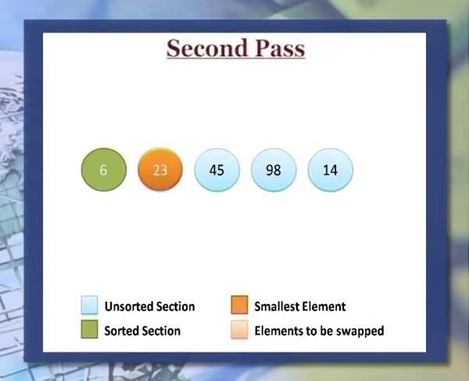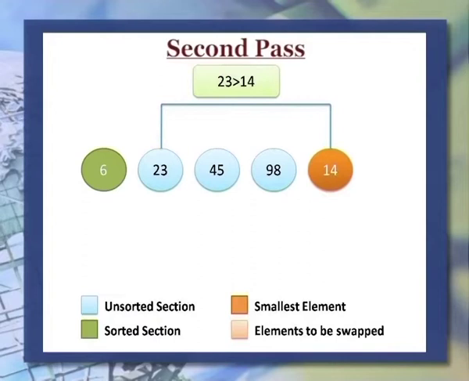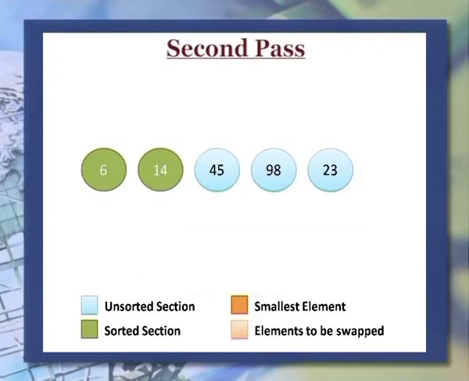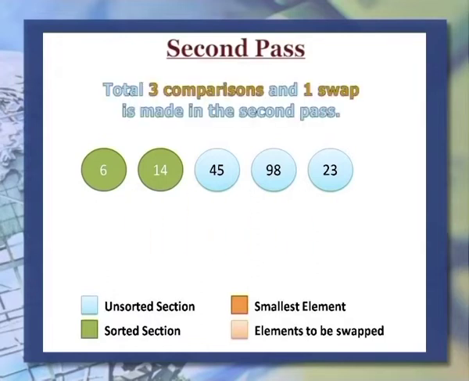The second pass will find the smallest element in the next 4 elements and makes 3 comparisons: 23 with 45, 23 with 98 and 23 with 14, and finds 14 to be smallest, and it is swapped with 23, the number at second place. The array at the end of the second pass is 6, 14, 45, 98 and 23. Total 3 comparisons and 1 swap is made in the second pass.